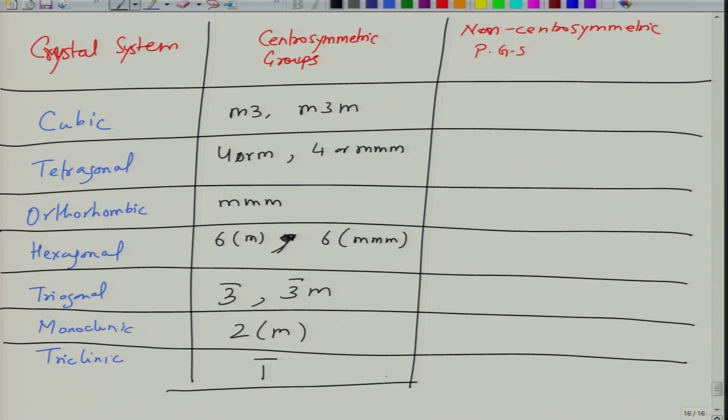So, if we count the total number, we have 1, 2, 3, 4, 5, 6, 7, 8, 9, 10, 11. We have 11 centrosymmetric point groups.